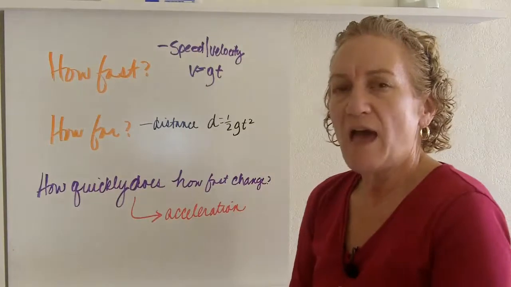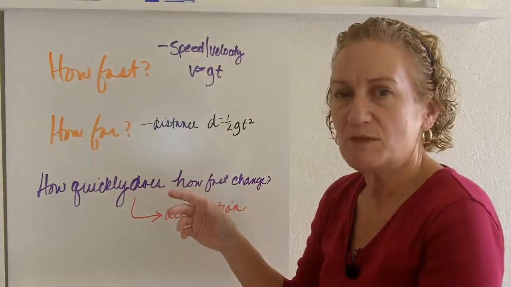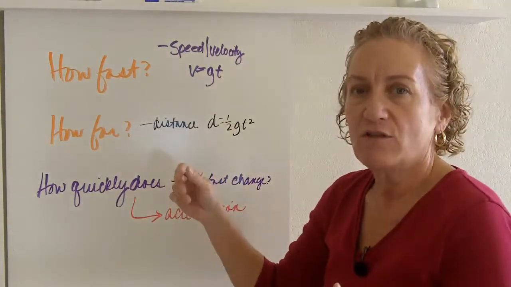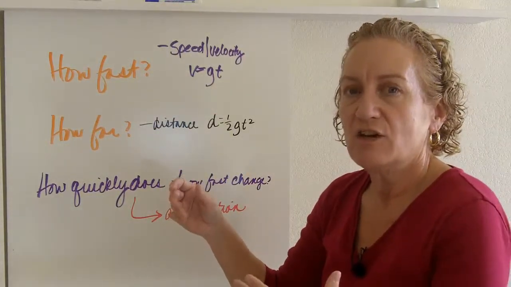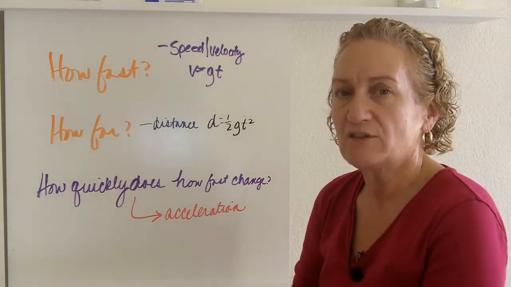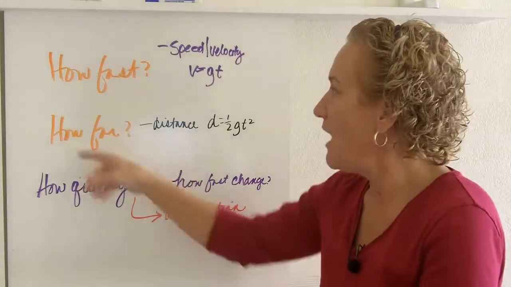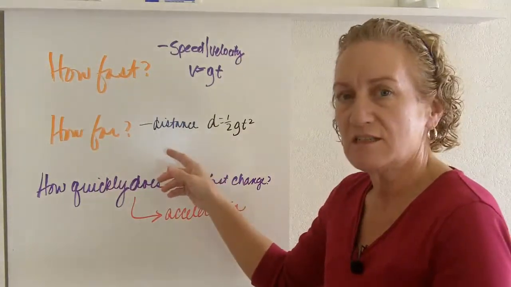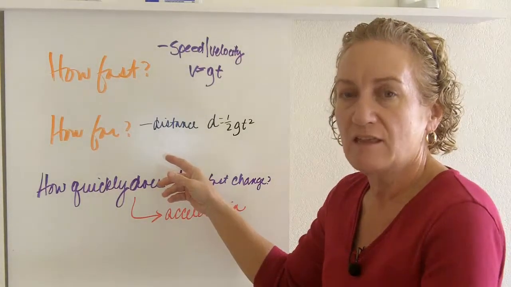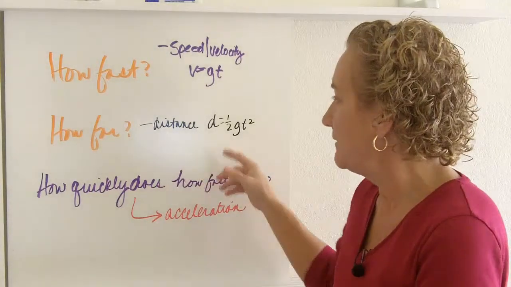So let's go back and do a quick review about how fast and how far, because there seems to be some struggles with that. How fast is a measurement of speed or velocity. Your answer should always be in units of distance divided by time, so miles per hour, meters per second. How far is just a distance, so your answer should be in units of length: miles, kilometers, inches, centimeters, that kind of thing.